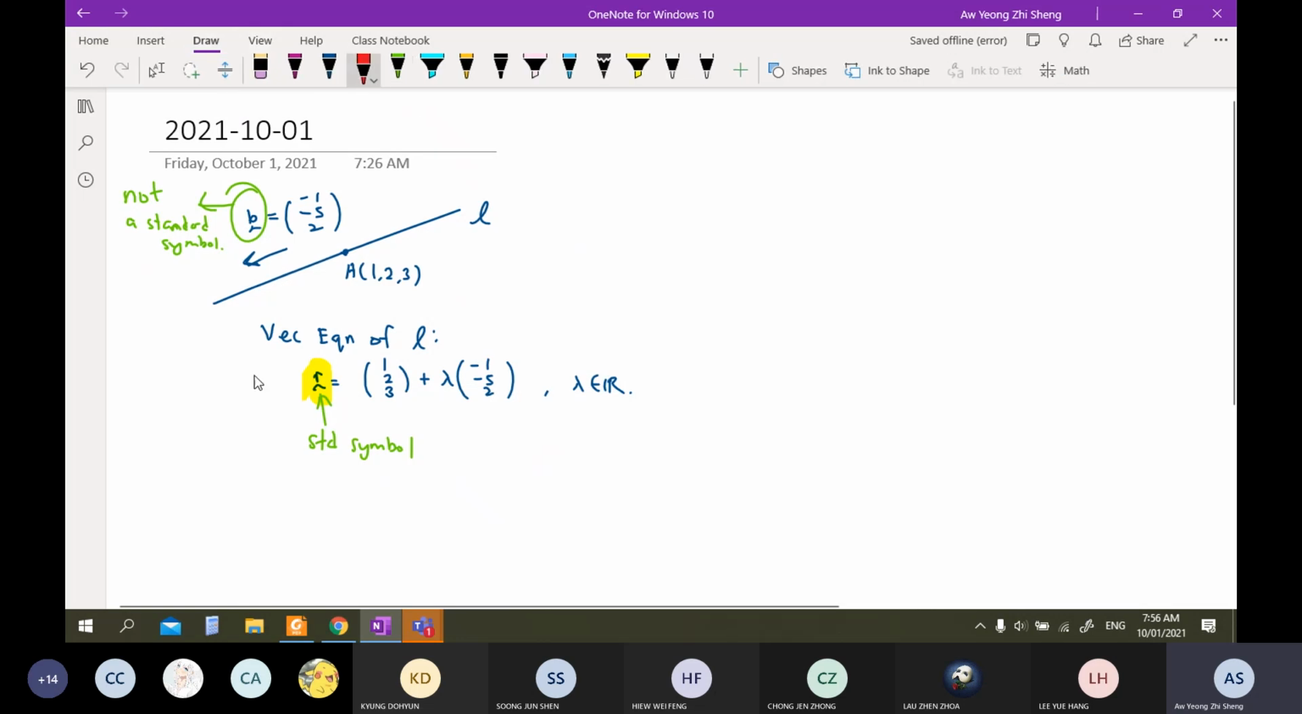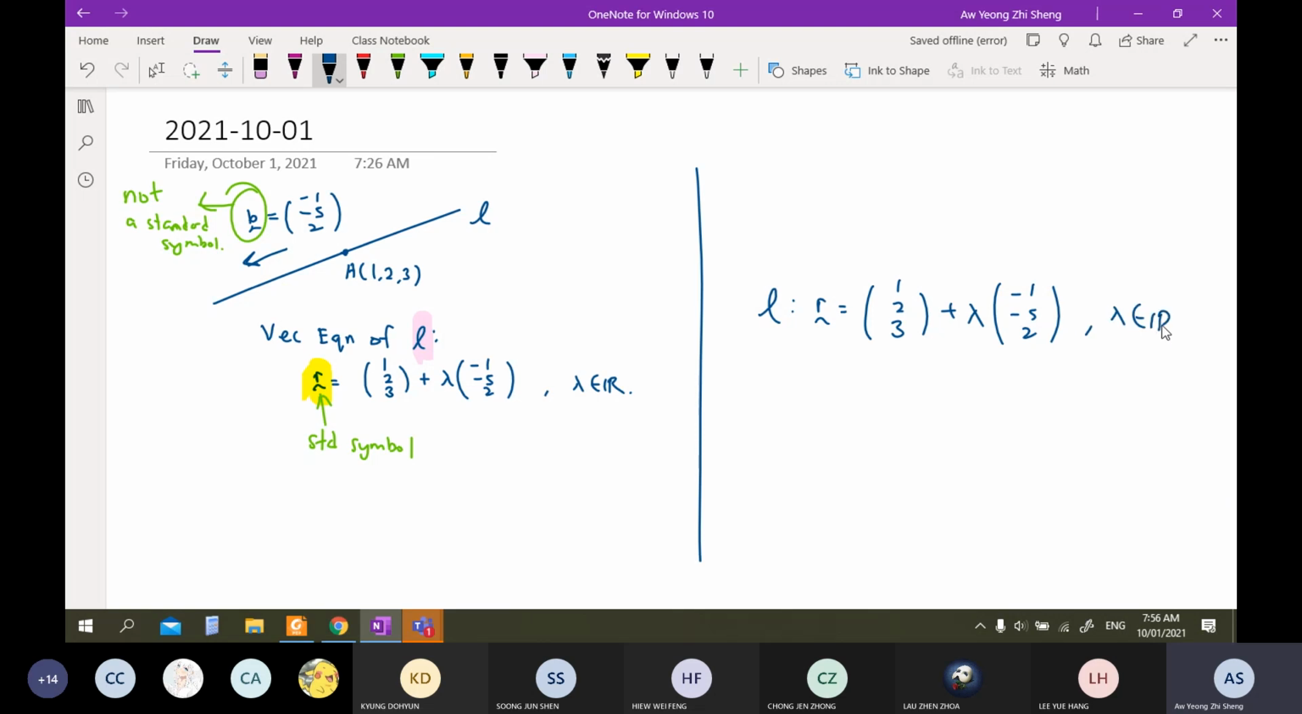Some people may choose to write L colon in front. This thing is optional to write. So if you write vector equation of L, then you write this equation, people will know that you are actually writing the vector equation of the line L. Alternatively, you can write L: r equals (1, 2, 3) plus lambda (-1, -5, 2), lambda in R. Then people will also understand that the equation you are writing here is the equation for the line L.